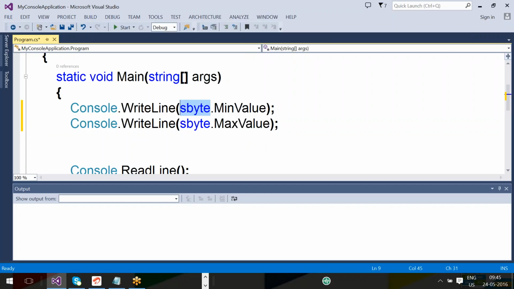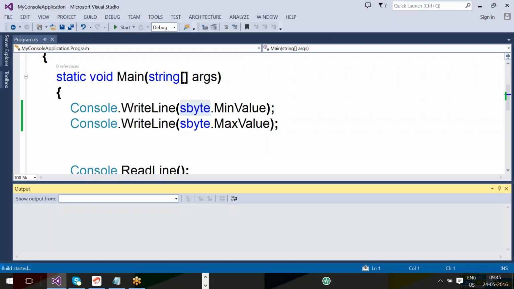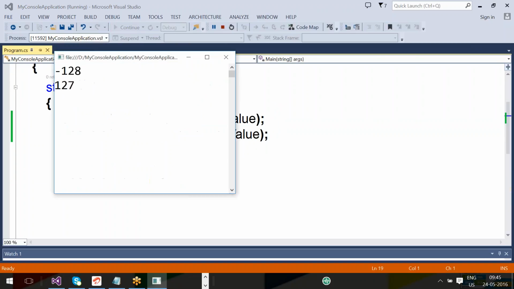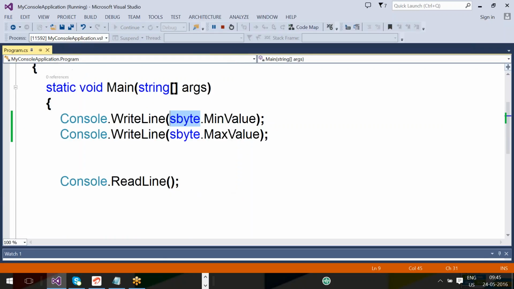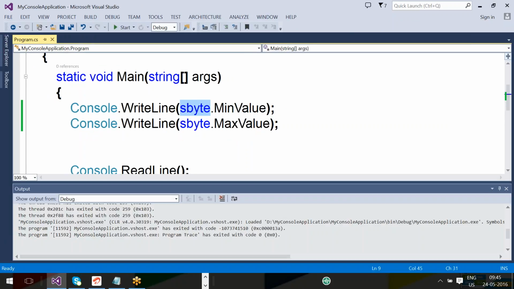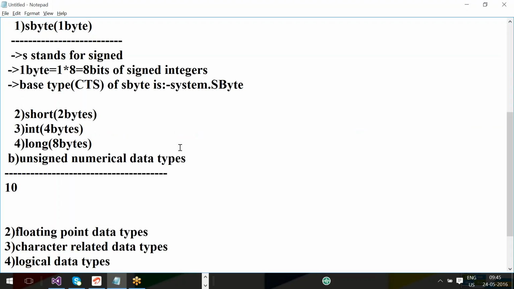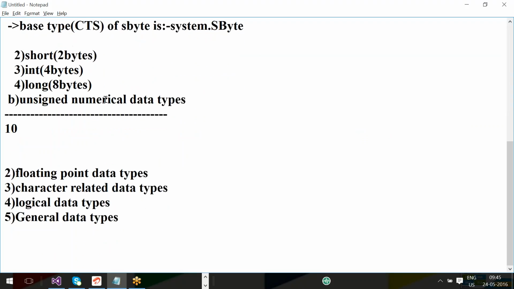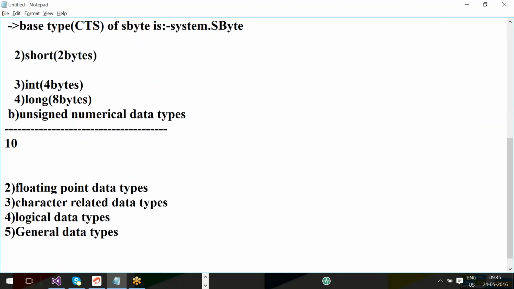Now you can see, yes, minus 128 to 127. Finally, we can say an SByte variable can accommodate minus 128 to 127. This we discussed about SByte yesterday. Now we are going to discuss about short.